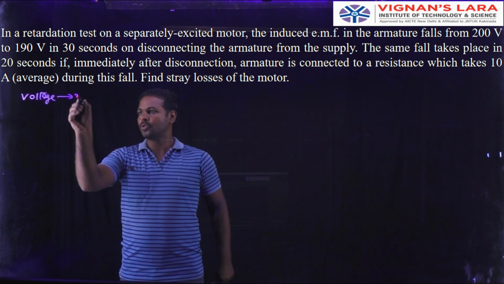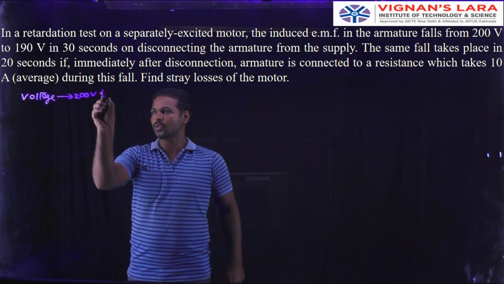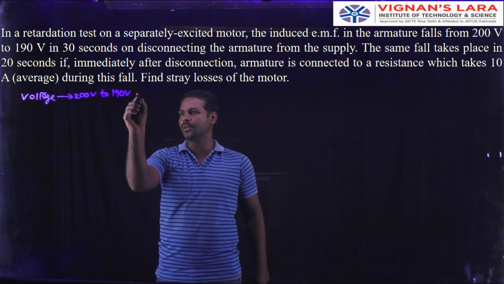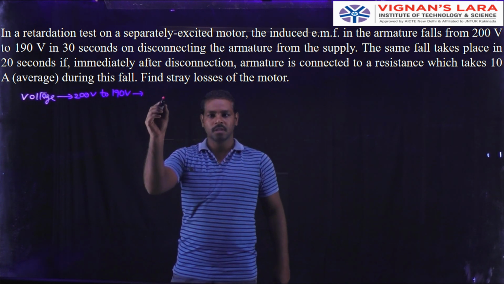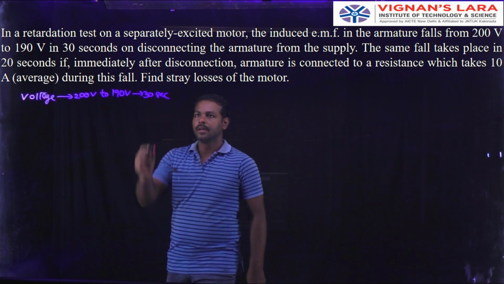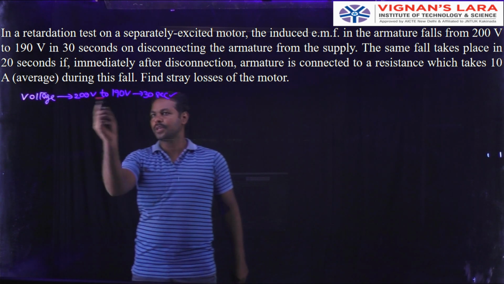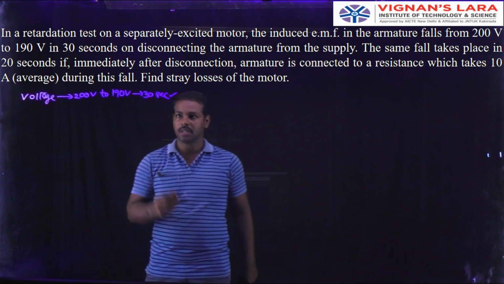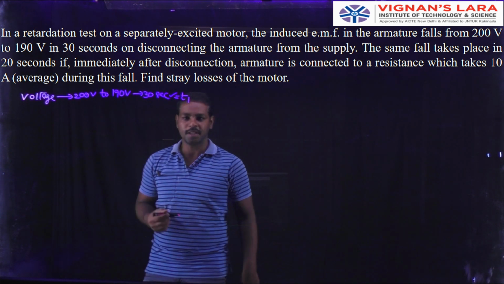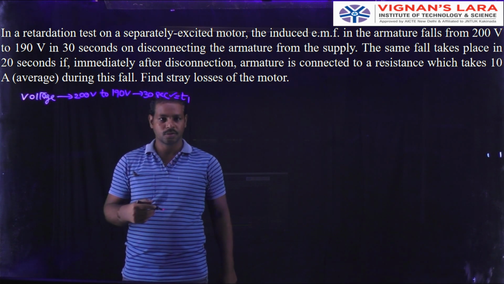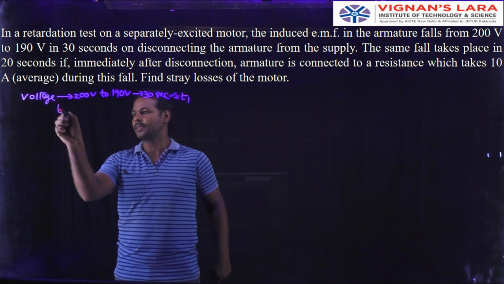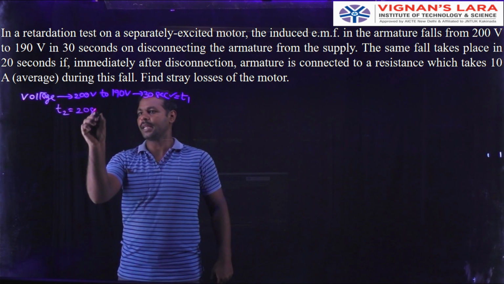In this, the voltage is to be reduced from 200 volts to 190 volts. The time taken to reduce from 200 to 190 volts is 30 seconds, which is equal to T1. In a similar fashion, T2 is the time for the same fall, which takes place in 20 seconds. That means T2 is equal to 20 seconds.